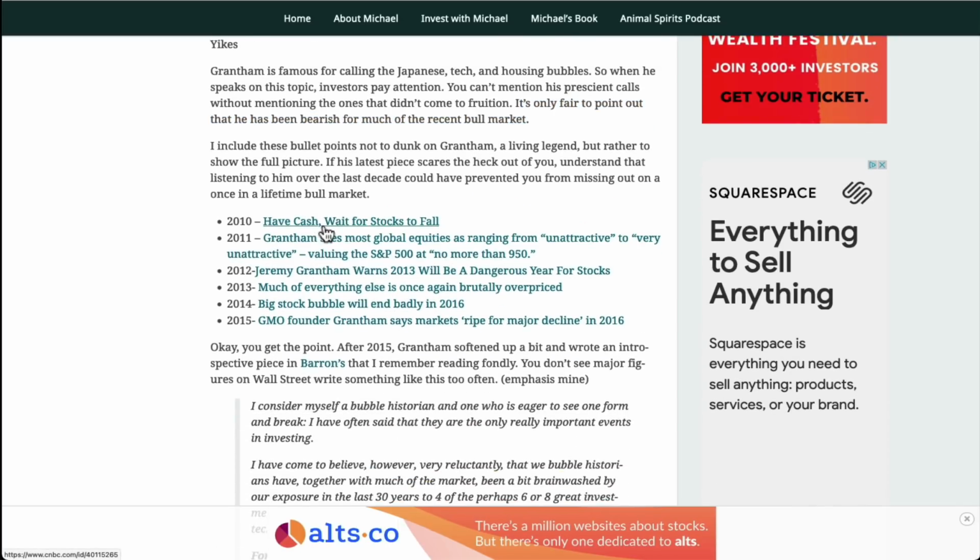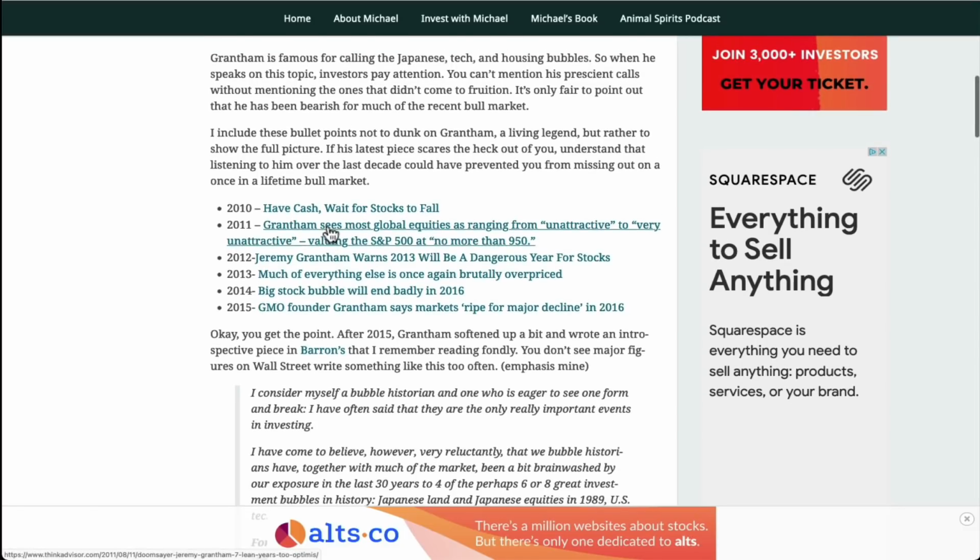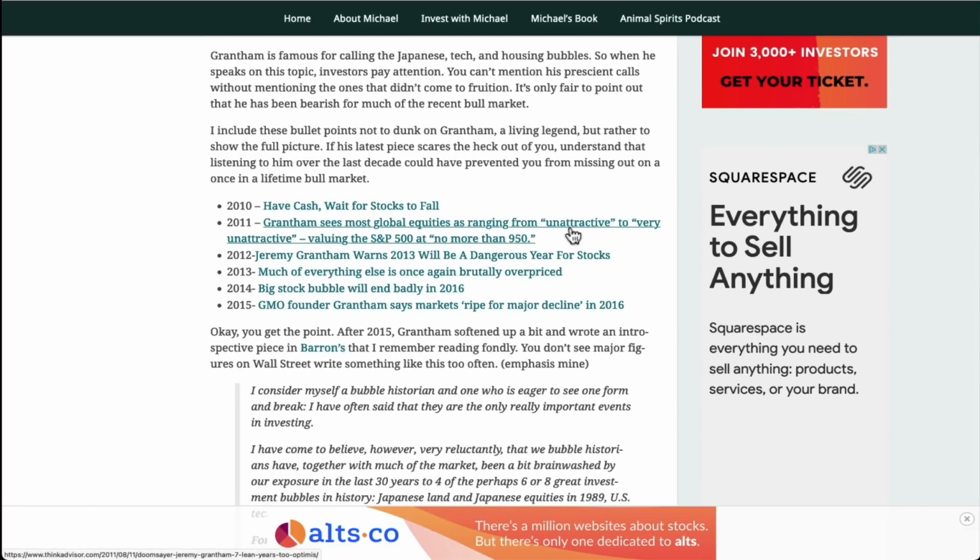2010, have cash, wait for stocks to fall. 2011, Grantham sees most global equities as ranging from unattractive to very unattractive, valuing the S&P at no more than 950. It never went back to 950.